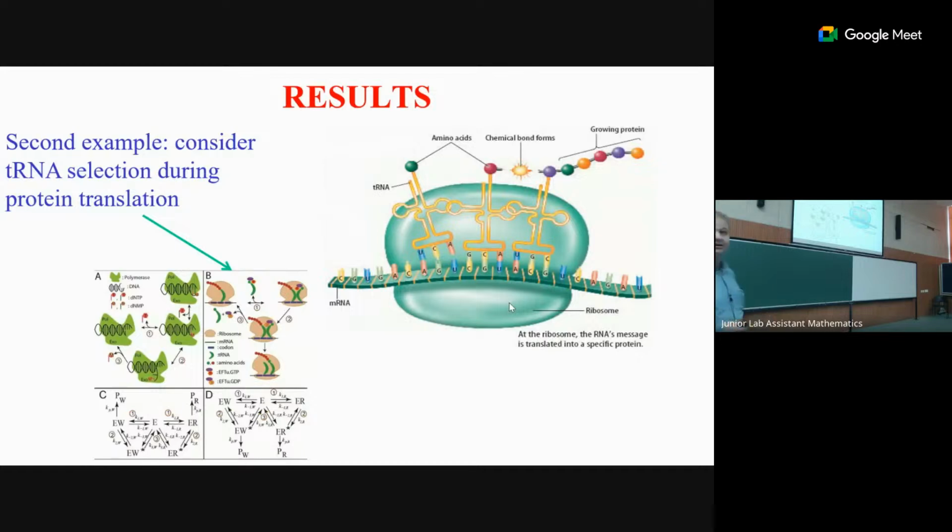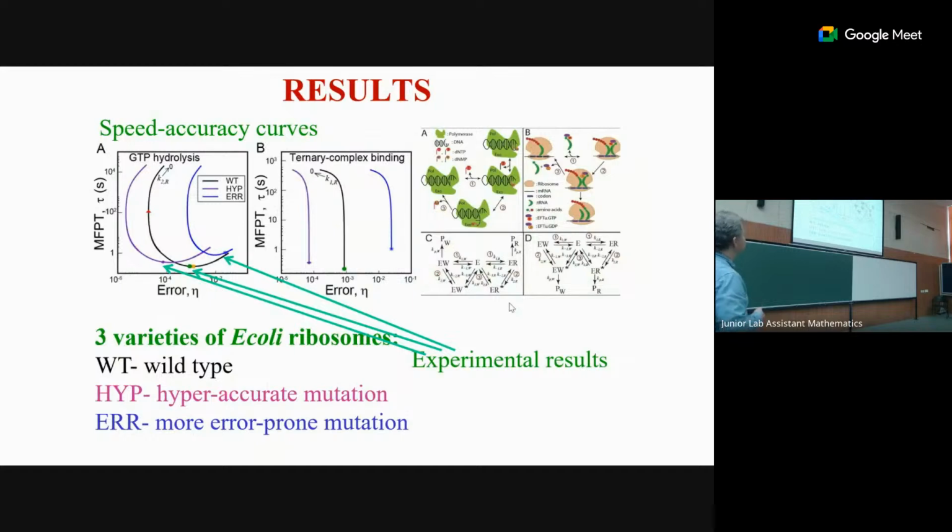Let's go to the second example. So remember, we're doing two systems. We're looking at two examples. The first example is the T7 DNA polymerase. The second example is tRNA translation, which is described by this scheme. We repeat the same calculations here. And this is actually what was done for the ribosome for E. coli bacteria.